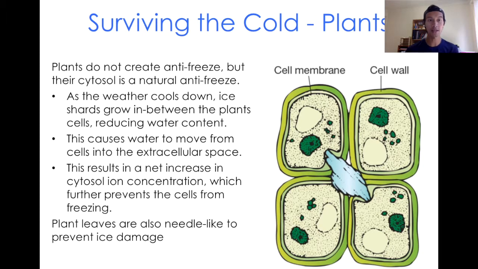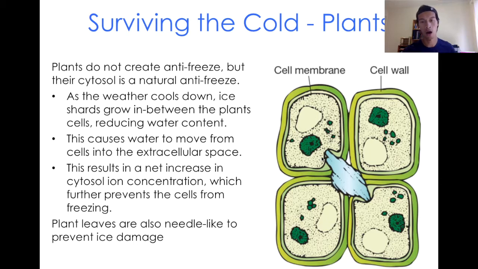Okay, plants do not create an antifreeze, but the plant's cytosol within their cells acts as a natural antifreeze. So as the weather cools down, ice shards begin to grow in the plant, and what that ice shard does is it reduces the water content. Water will then move from within the cells out of the cells, and as it moves, it turns this particular environment more hypertonic.